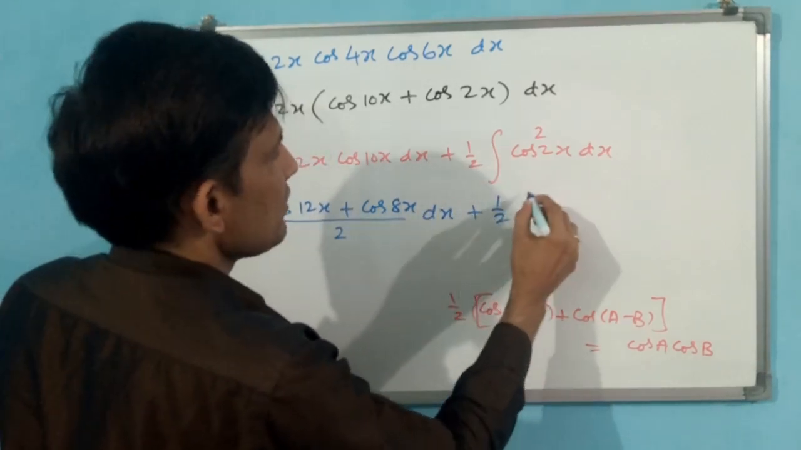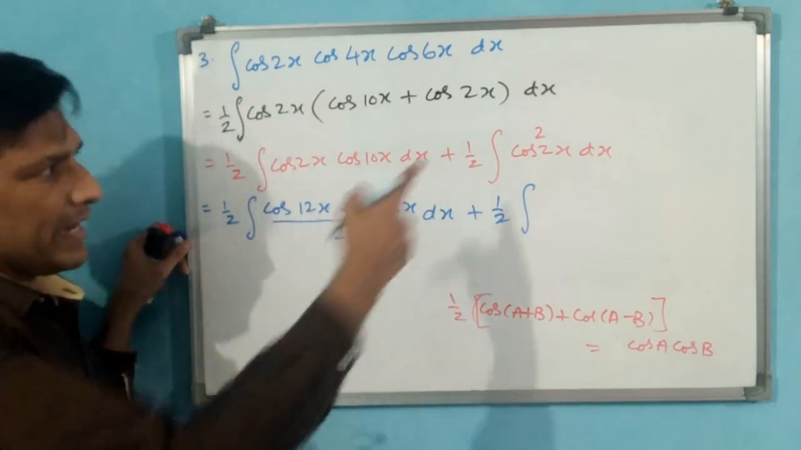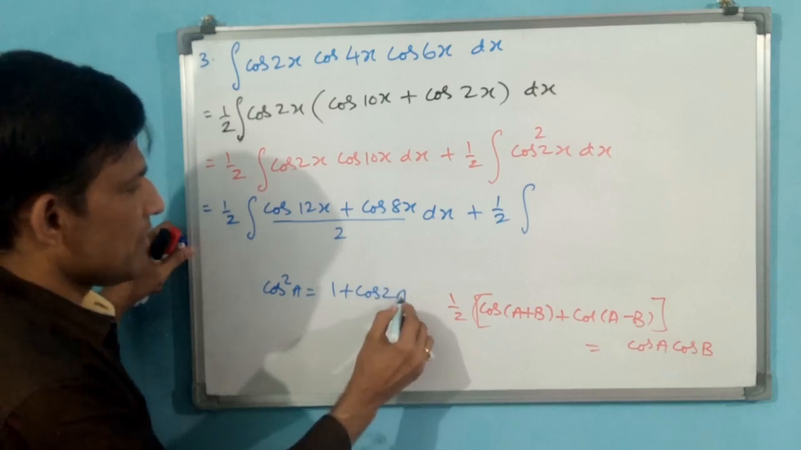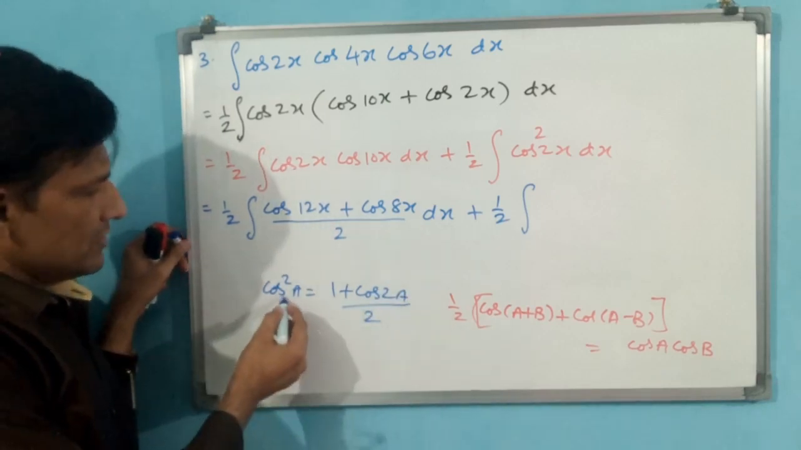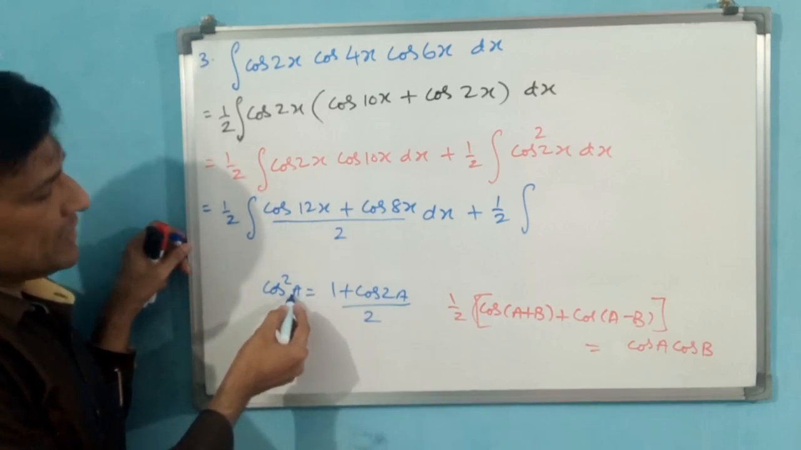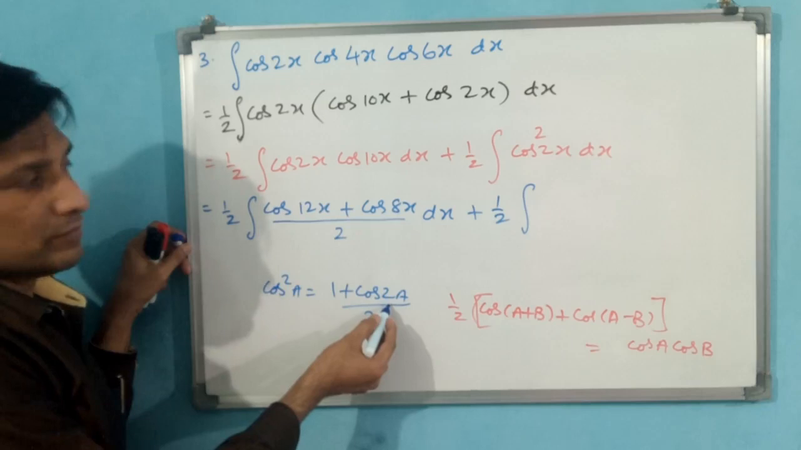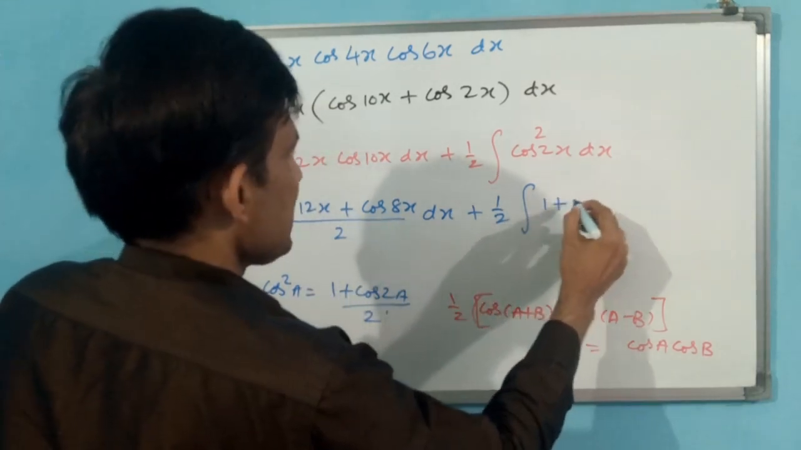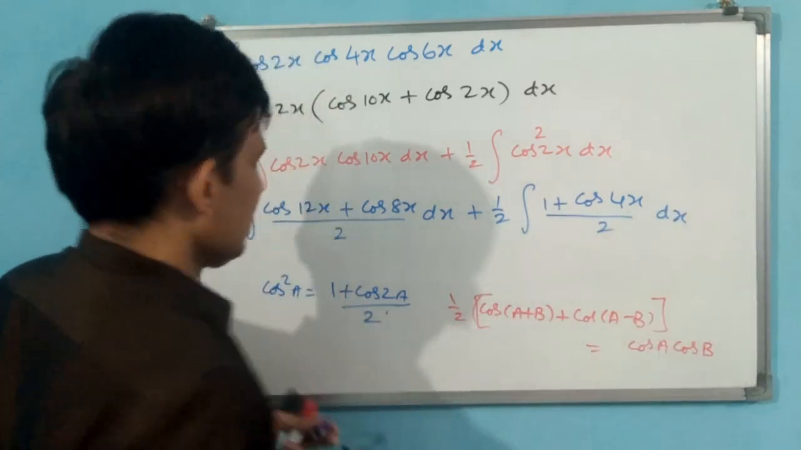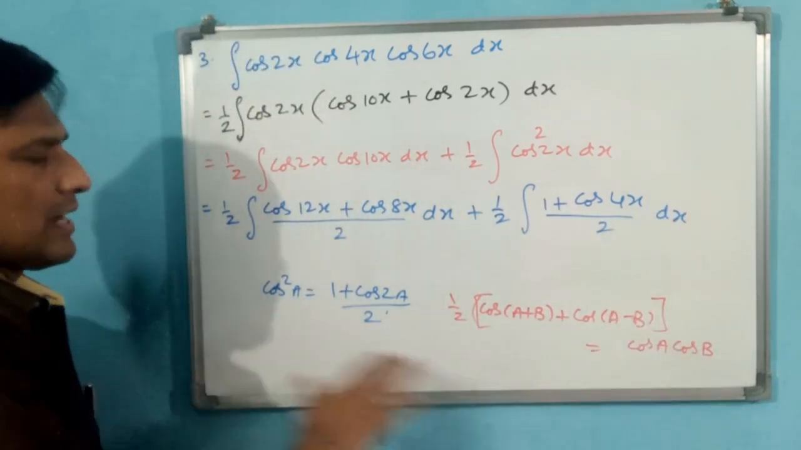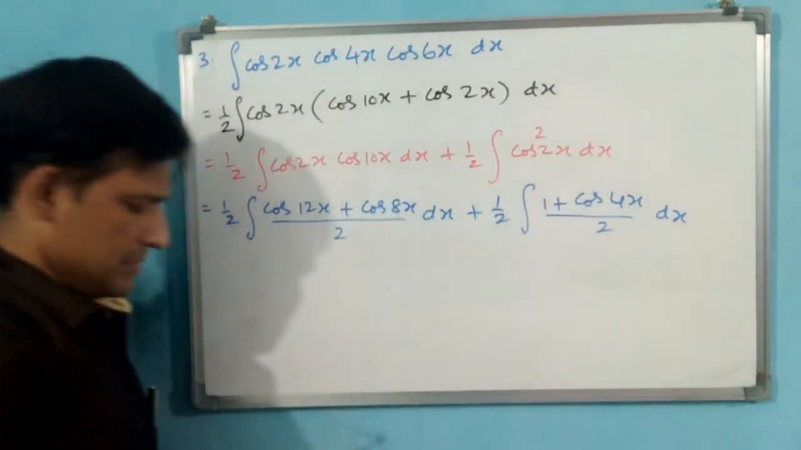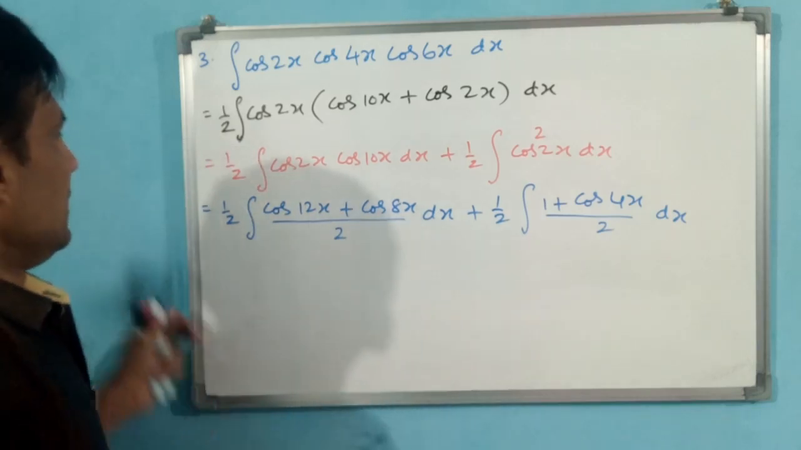Here you do logically. See, again you go for this one. Cos square a is equal to 1 plus cos 2a by 2. See, cos is there means plus will come, 2a means a will come. If here 2x is there means 4x will come. 1 plus cos 4x by 2 dx. Okay. Now I am removing these two formula. Again we don't require this formula. Okay. Okay. Now let us do.